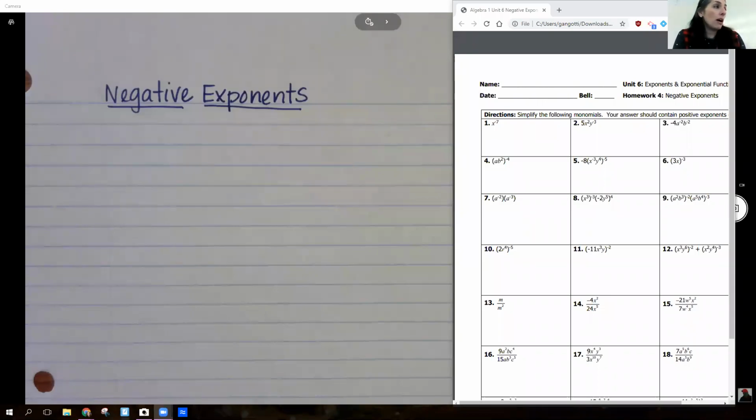Alrighty, so I'm going to go through a few examples of negative exponents, and then we'll jump in and do a couple of homework problems, and then you'll be good to go for today, okay?